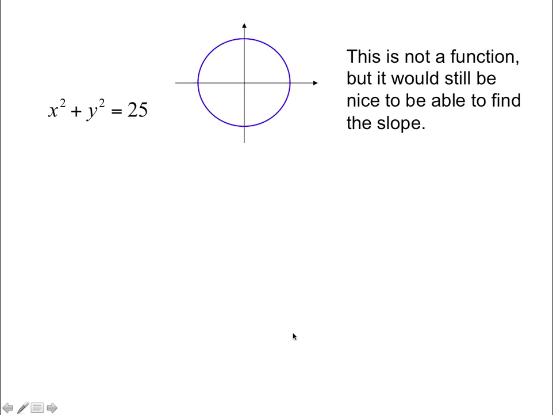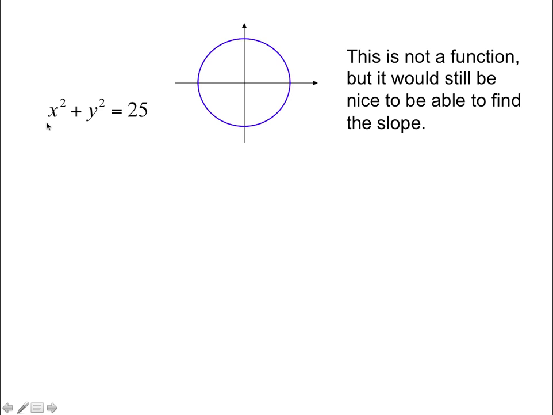Let's talk about that circle. Here's a circle that has a center of (0, 0) with a radius of 5. It's not a function. And so our best bet is to, instead of solving for y and introducing a radical, use implicit differentiation.